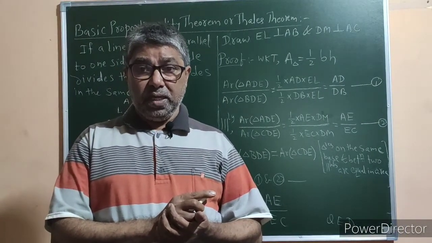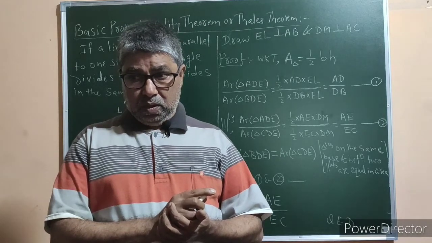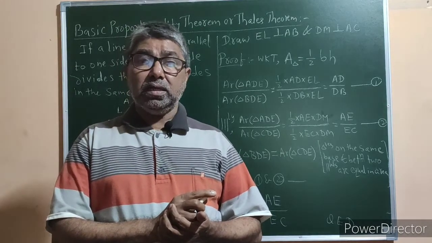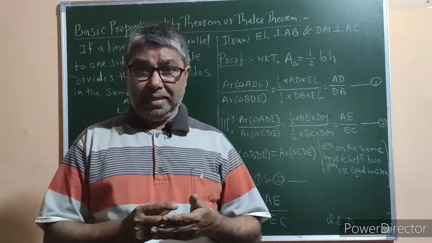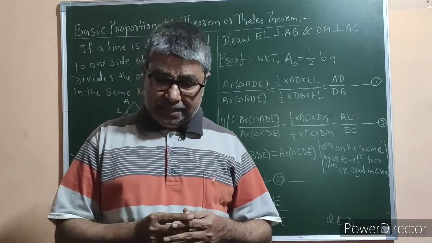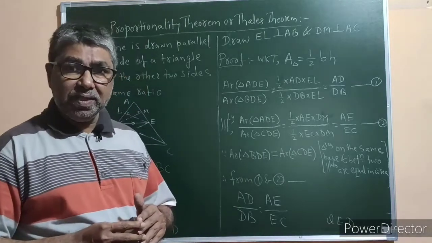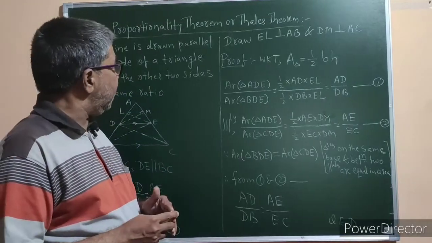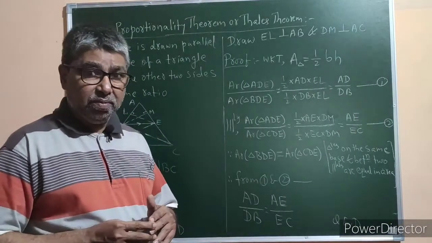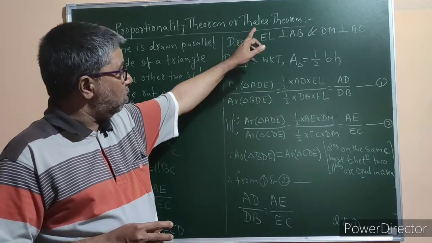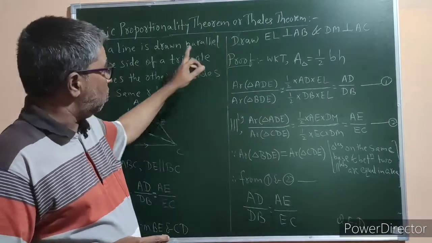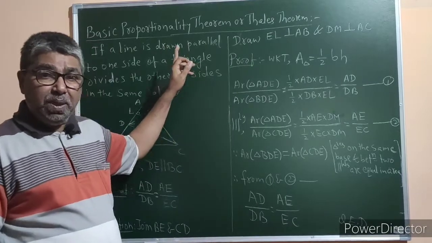In our previous video, we have seen similarity of triangles, that is the definition of similar triangles. And now, in this video, let us see the proof of the Basic Proportionality Theorem, which is also called Thales theorem. What is the statement of the BPT?